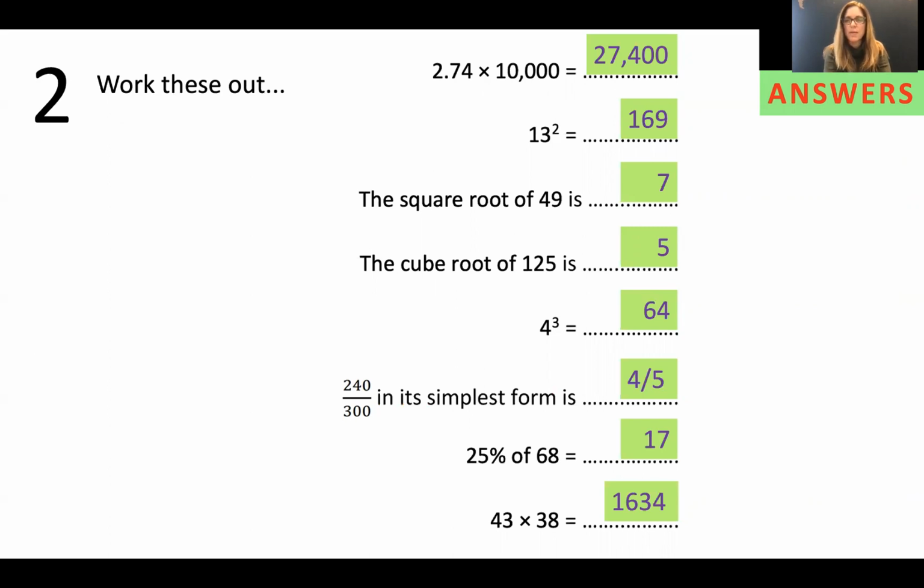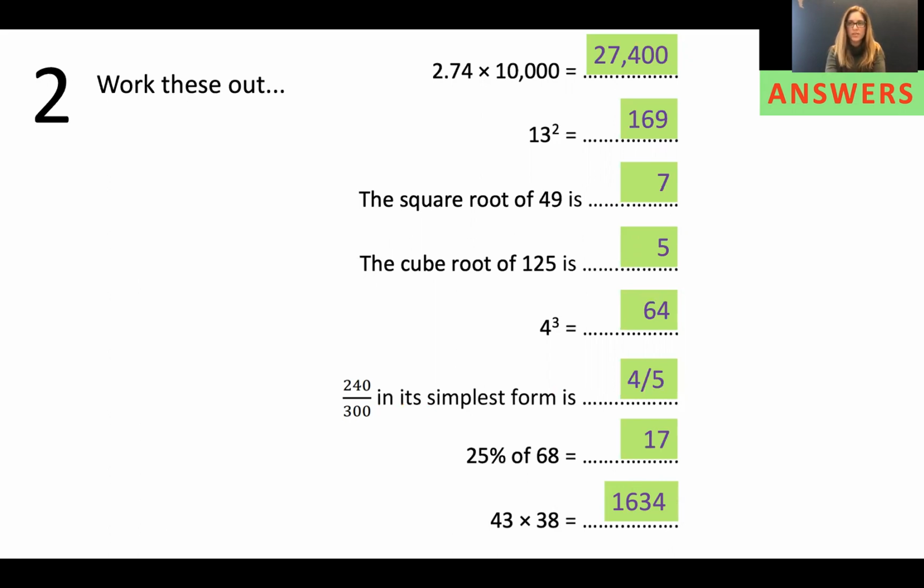25% of 68. Remember, 25% is a quarter, which is the same as dividing by 4. So we can halve 68 to get 34 and then halve it again to get 17. And finally, 43 multiplied by 38 gives us 1,634. And remember, this is a nice question here to use a little bit of estimating. If you know that about 40 multiplied by about 40 is 1,600, you know if you've made a mistake and you've got a number completely different to 1,600, you might have gone wrong somewhere.